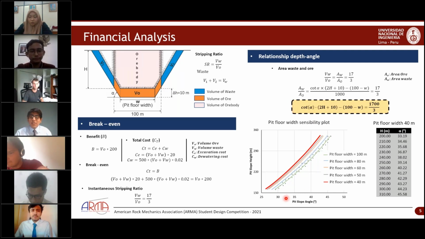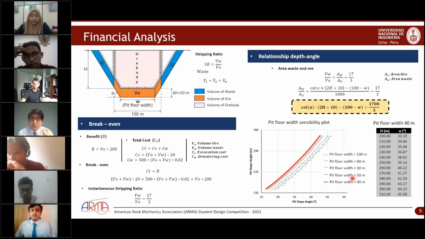This relationship was then plotted in a depth versus angle graph, by considering different values of pit floor width. Finally, the one with a pit floor width of 40 meters was selected as the most appropriate due to operational efficiency, and also it maximizes the height.